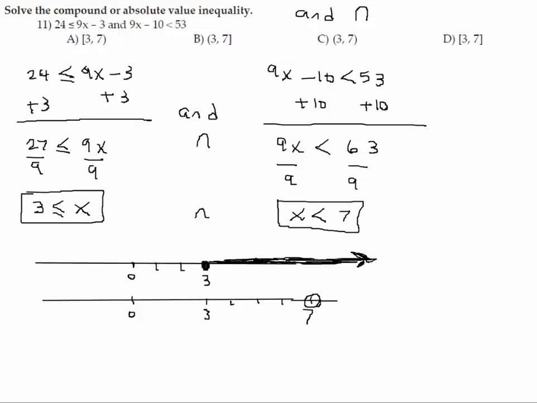Okay, so what do we have in common between these two sets? That's what we have to look at. What we have in common would be all the numbers between what? 3 and 7, right. Not including 7, but including 3. Does that make sense? So how do you write this in interval notation? Bracket, 3, comma, 7, parenthesis. And that looks like option A.